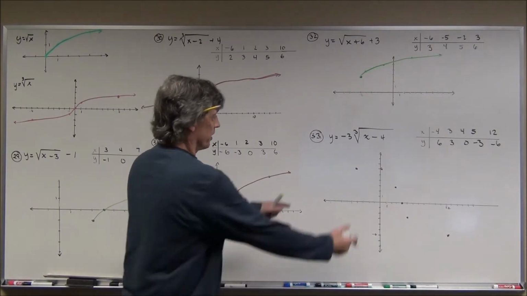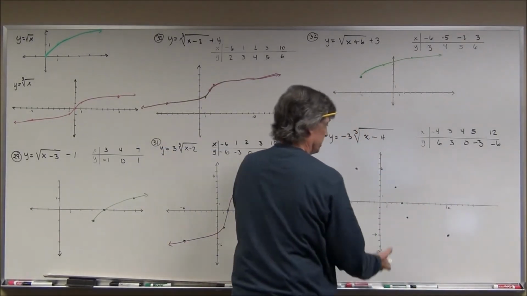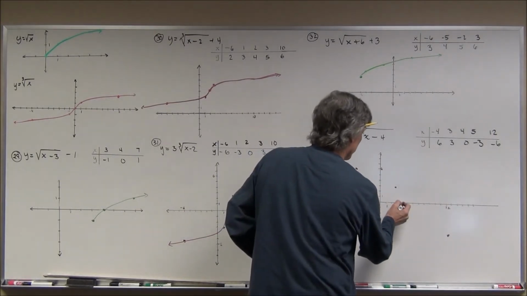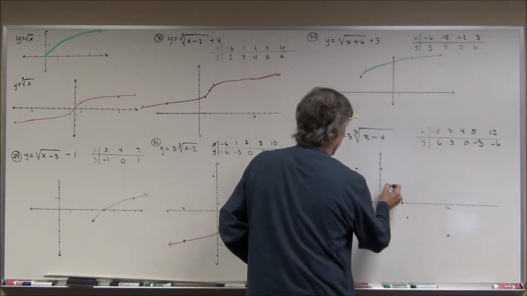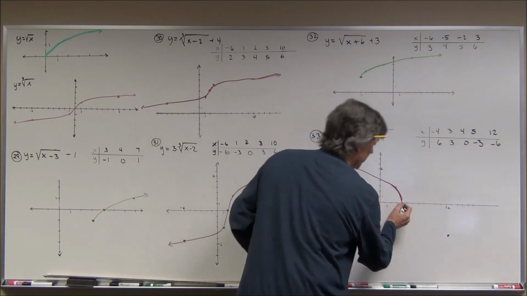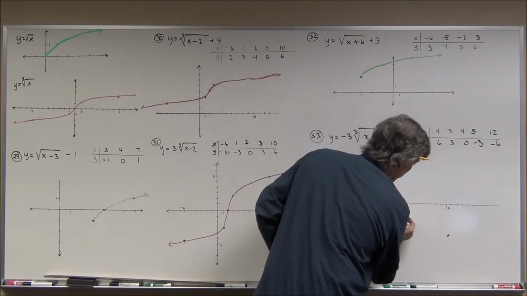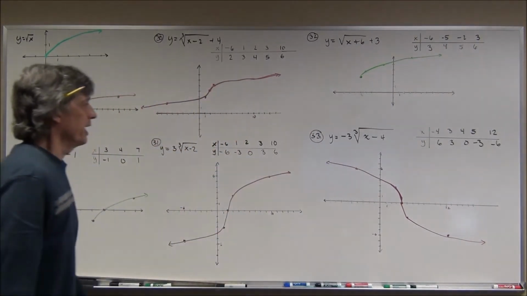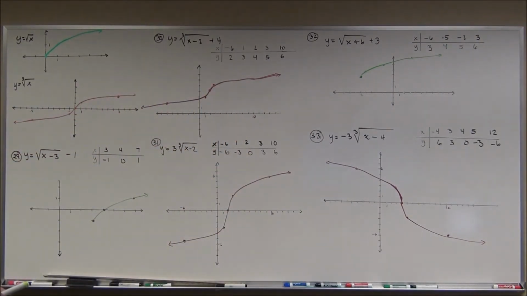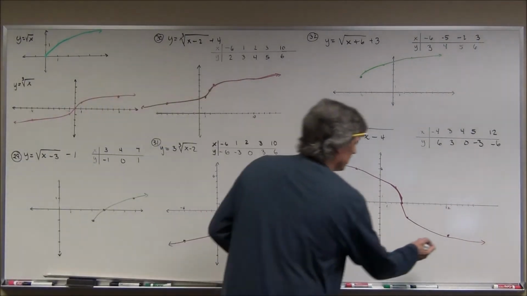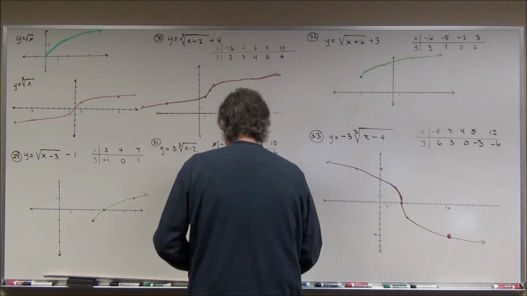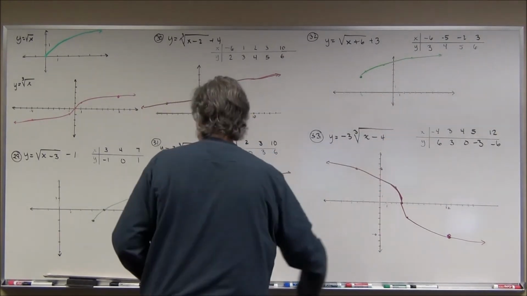Do you see how it's going up and to the left and down and to the right? Do you see how it's been stretched because of the 3 and been reflected? So now I just try to do my best to make a nice smooth curve. And again, use a pencil so you don't mess it up and then can't erase. And there's my graph. Oh, missed. There I made it.